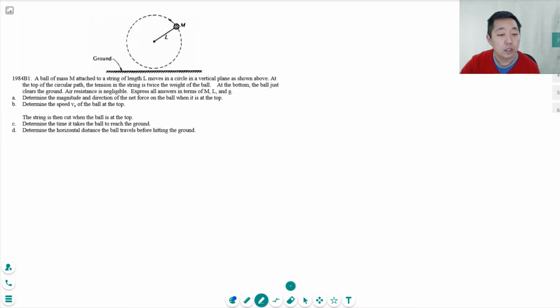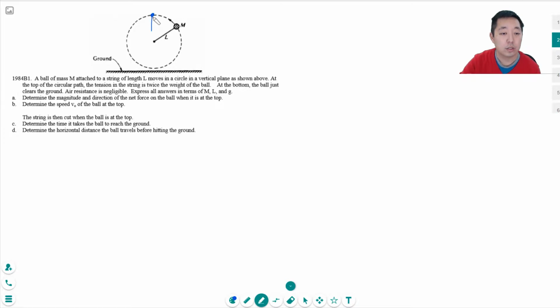Okay. So a ball of mass m attached to a string of length L moves in a circular path in a vertical plane as shown above. At the top of the circular path, the tension in the string is twice the weight of the ball. At the bottom, the ball just clears the ground, and air resistance is negligible. Express all answers in terms of m, L, and g. Determine the magnitude and the direction of the net force when it's at the top.